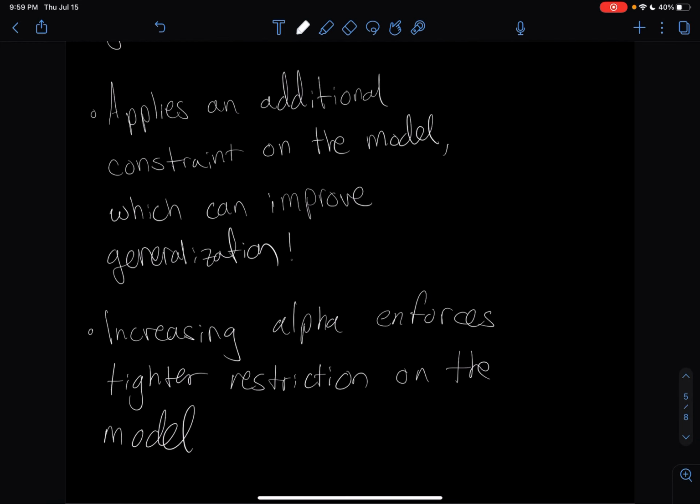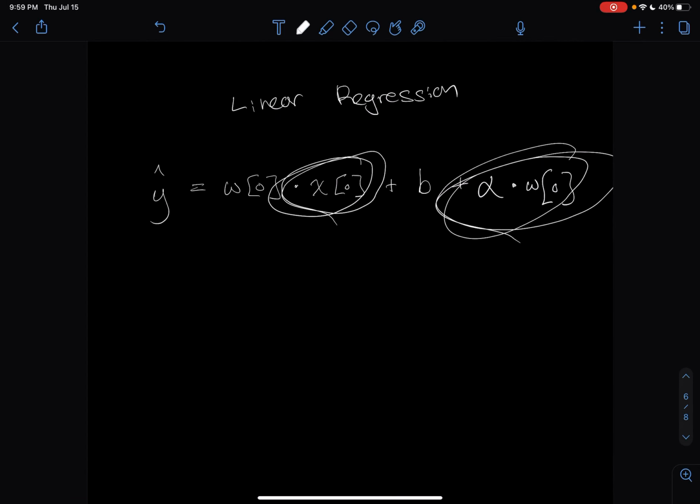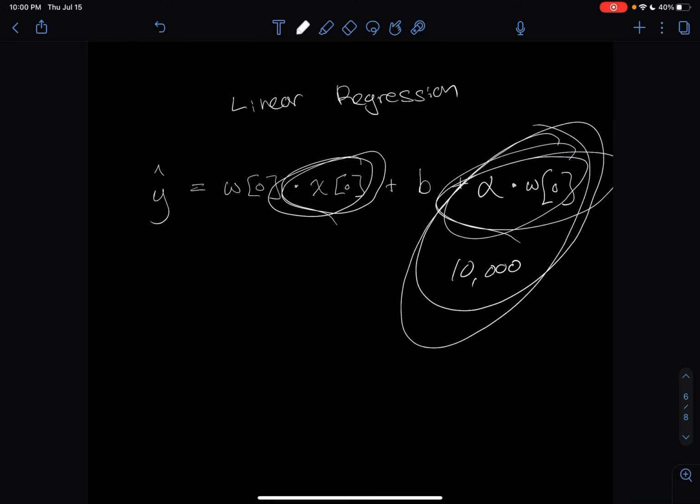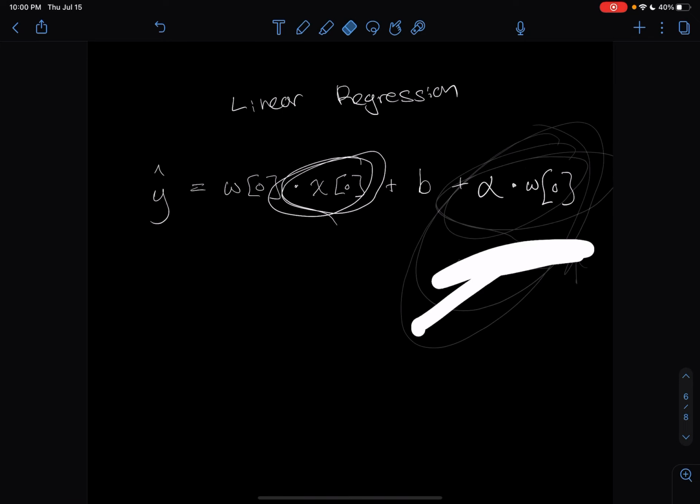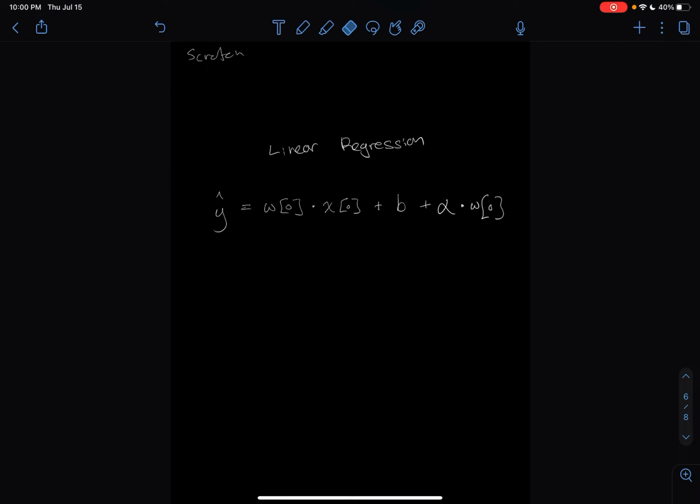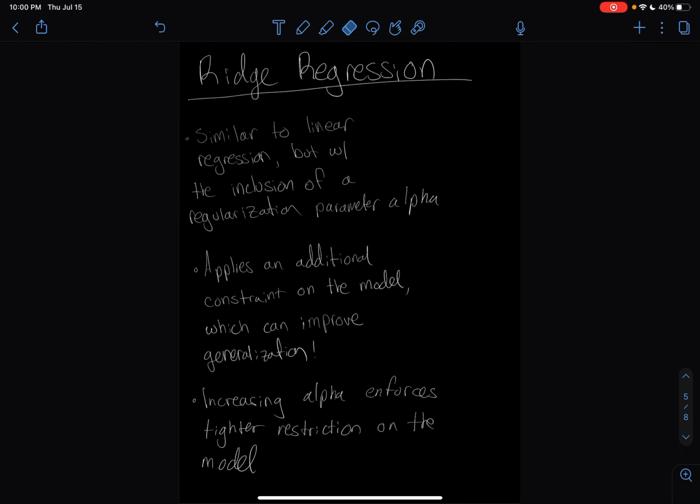The last note here: increasing alpha enforces a tighter restriction on the model. Like I just said, if alpha is set to 10,000, then this entire term is going to blow up. So if we don't want it to blow up, our weight matrix either has to be smaller during training or we need to decrease our alpha value. Hopefully that gives a clear, brief introduction to ridge regression. In the next video, I will do a comparison between the trade-offs of ridge regression compared to linear regression.